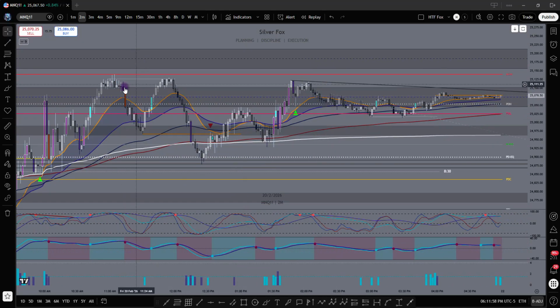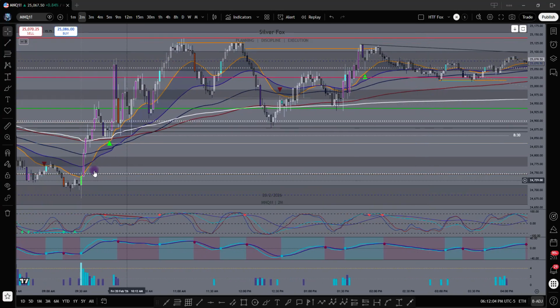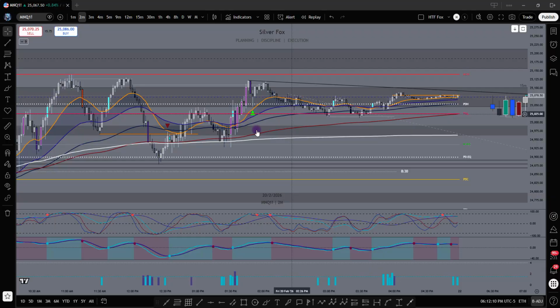This is where scalpers come in and they will scalp these moves. I try to capture the move of the day. One shot, one kill, right? I don't like to scalp the little moves.